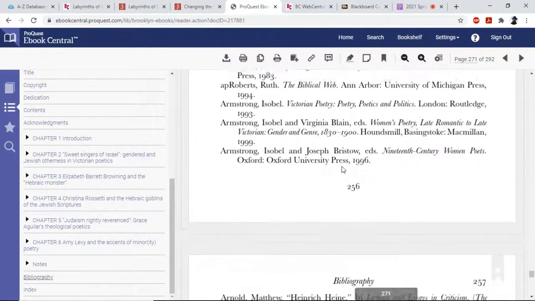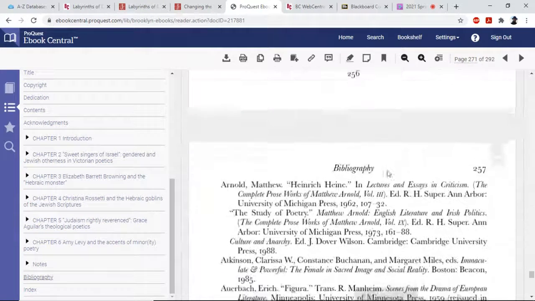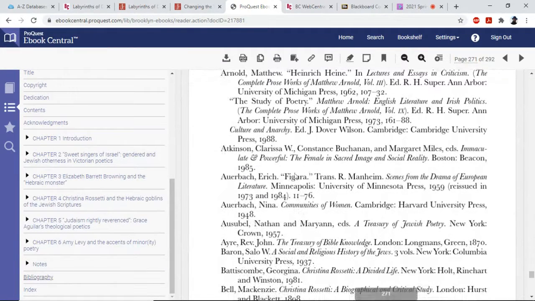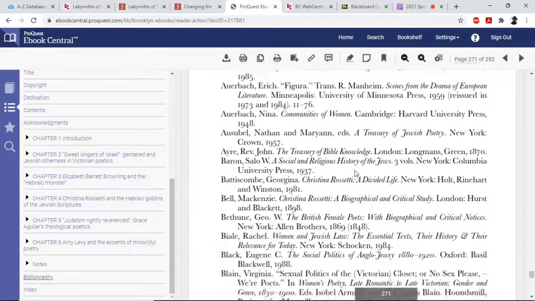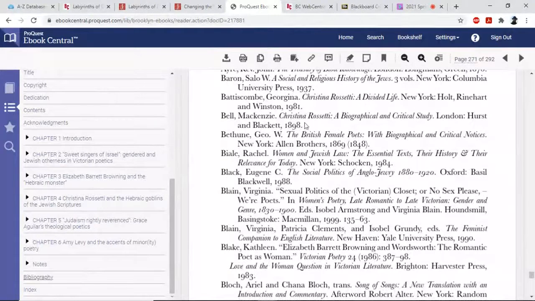Scan the bibliography, right? You're at a stage where you don't necessarily know the direction you're going in. So just look at these other books. At least try to keep them in mind, but see if there are any other books that mention Christina Rossetti directly. There's one, right? So this is an old biography.